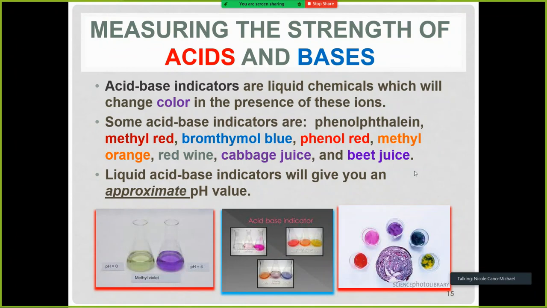So, one of the most commonly used acid base indicators in early times was actually beet juice because, well, I mean, it works. And these can give you an approximate pH value, but obviously, in modern times, these meters are a lot more effective.